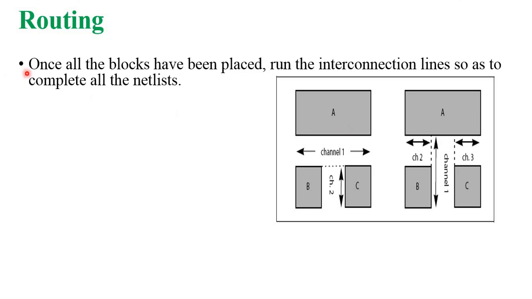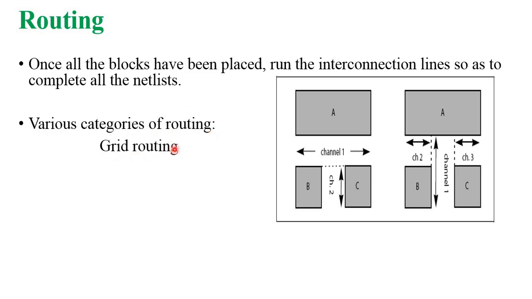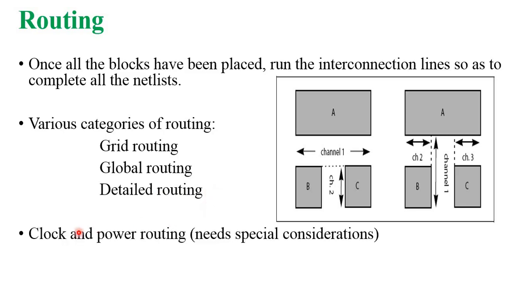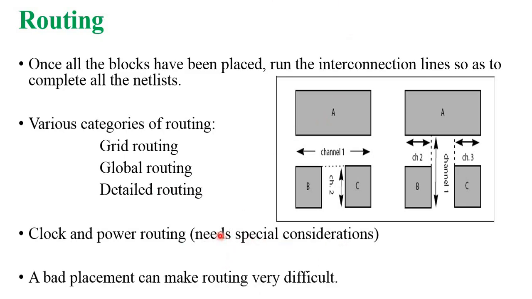So routing means once all the blocks have been placed, run the interconnection lines so as to complete all the netlist. There are various categories of routing. Three types of routing are present: grid routing, the second one is global routing, and the third one is called detailed routing. The clock and power routings need special considerations, and bad placement can make routing very difficult.